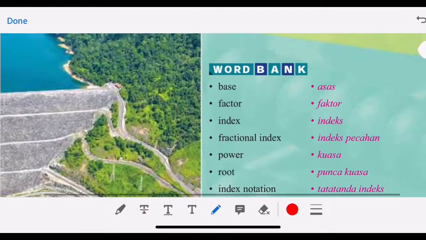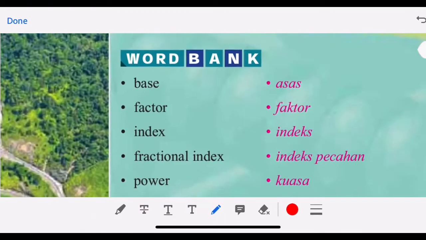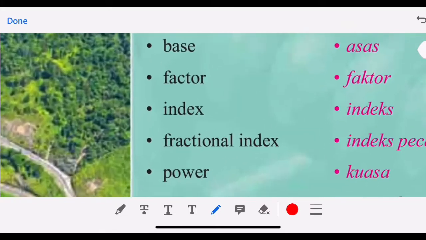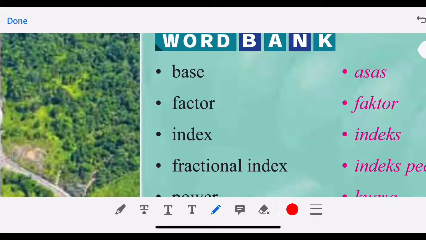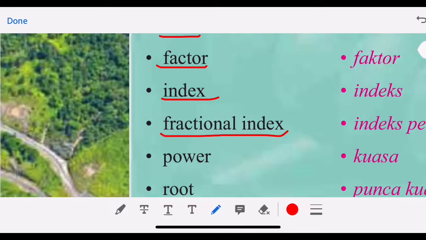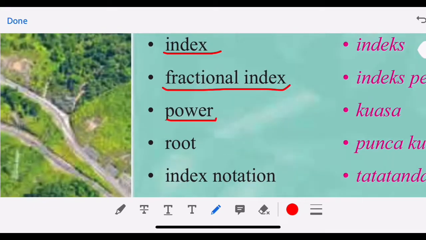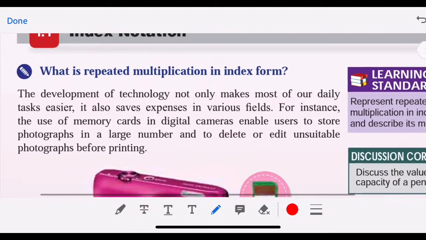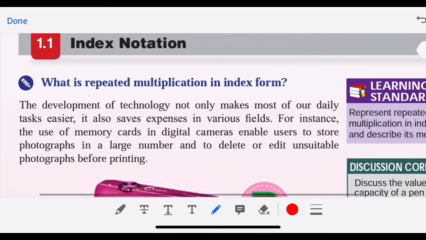So the word bank for this topic is: base, factor, index, fractional index, power, root, and index notation. Right, so what is index notation? What is repeated multiplication in index form?